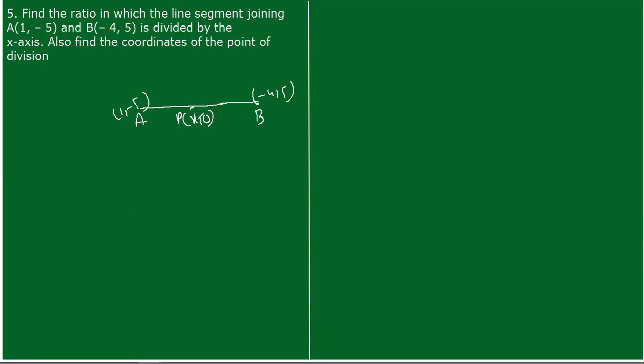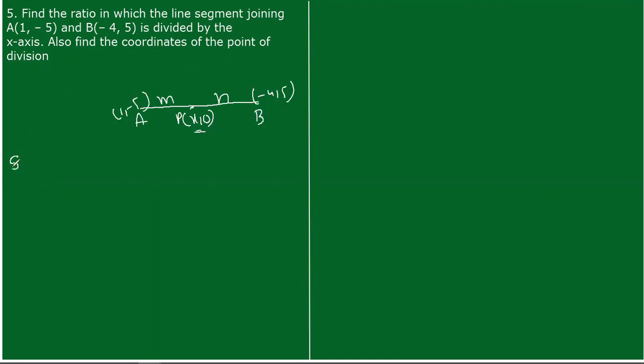So what is he asking? Find the ratio. He gave the A point, he gave the B point, he gave the hint for P also. We just have to find the ratio. And after finding the ratio, he also asks us to find the coordinates of the point, nothing but we have to find this P value, the x value. Okay. So let's write the formula.